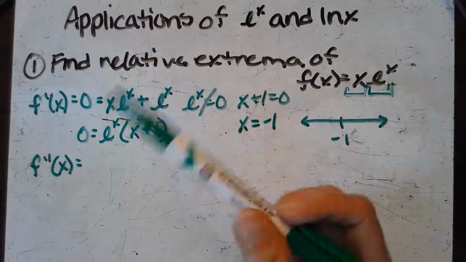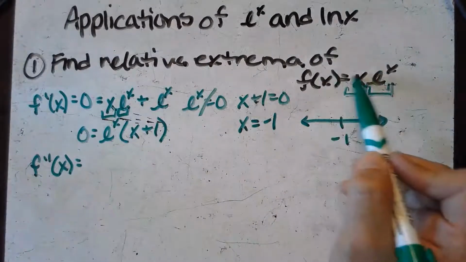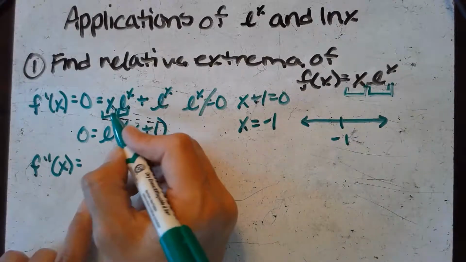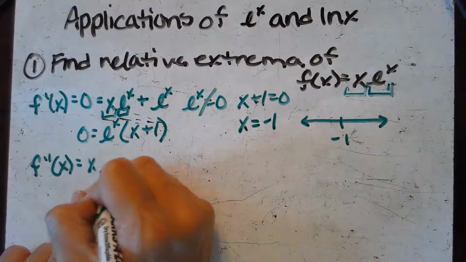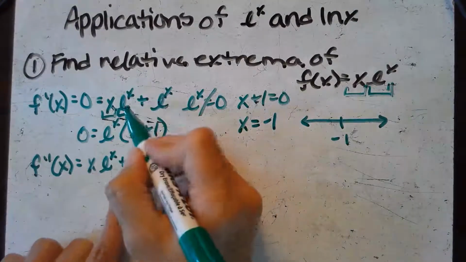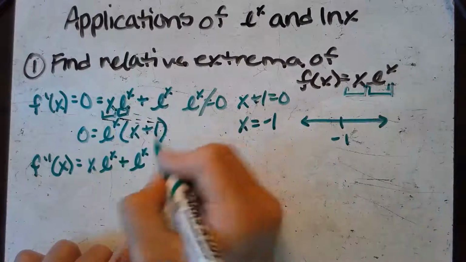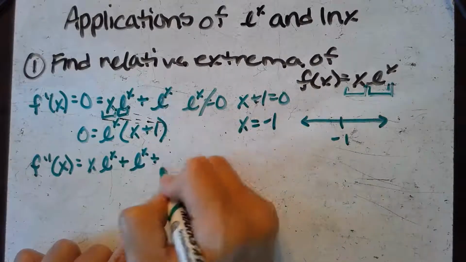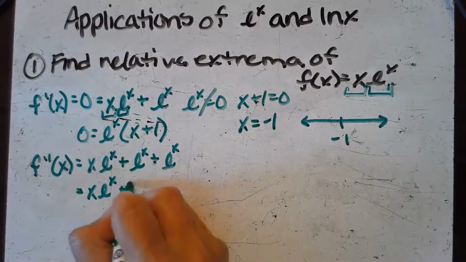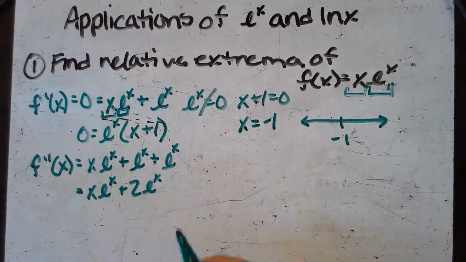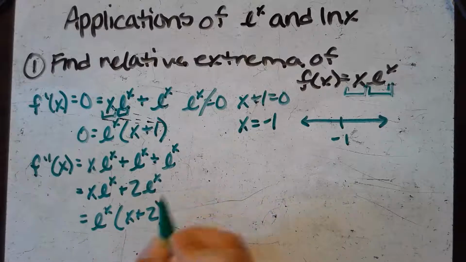Here, you would have another product rule. But look, do you recognize this is the same thing as that? So here, you could really just rewrite this, but I'll just do it again. I have x times the derivative of e to the x, plus, now finish the product rule, e to the x, and the derivative of x is 1. Plus the derivative of e to the x is e to the x. Well, here, this makes 2 e to the x. Now I can factor out e to the x, and I'm left with x plus 2.